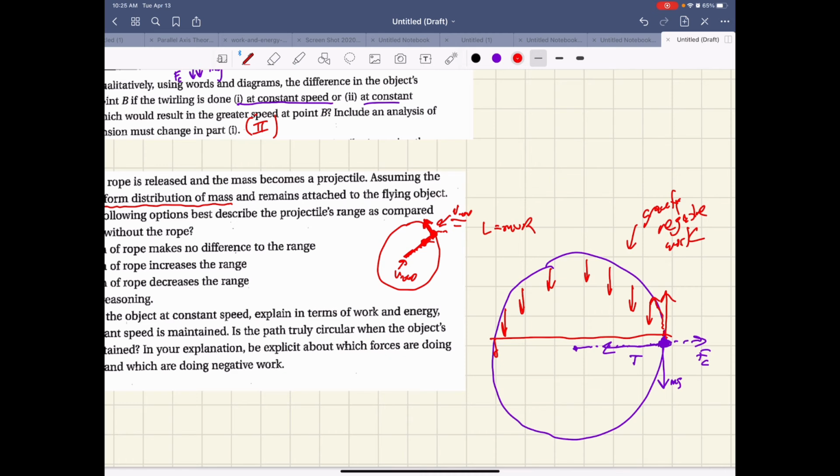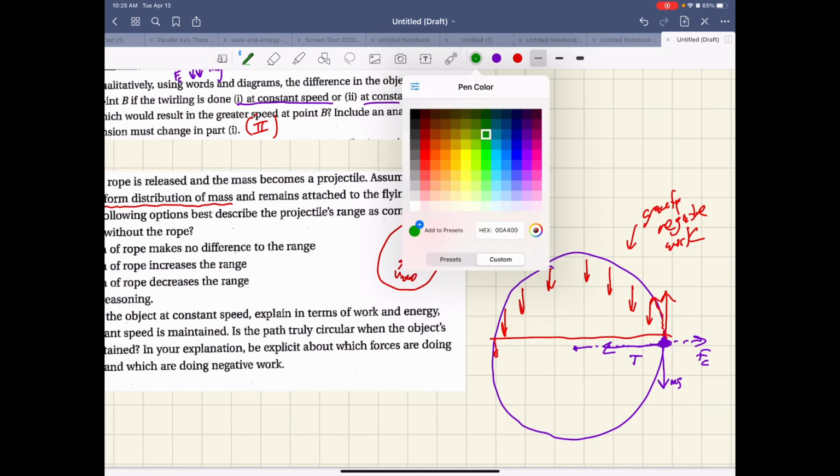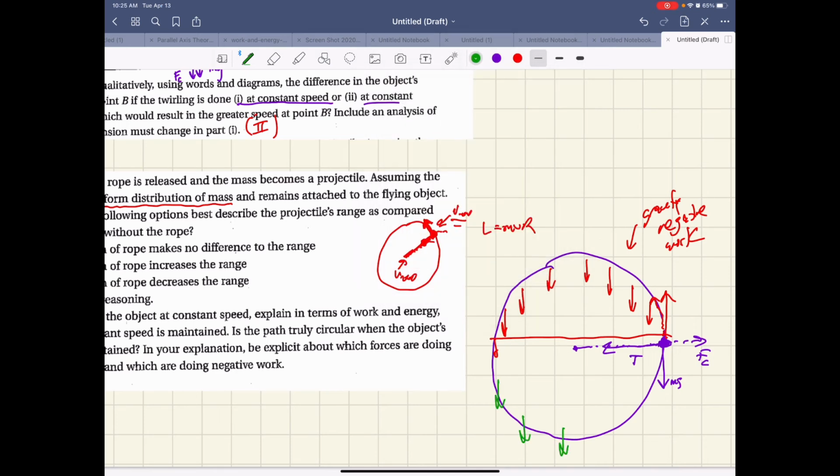On the bottom part, maybe I should switch the color here. On the bottom part here, notice that gravity is always going to be causing this thing to speed up in the direction that it is currently going, right? So here's a velocity here in this case. And so gravity is doing positive work.